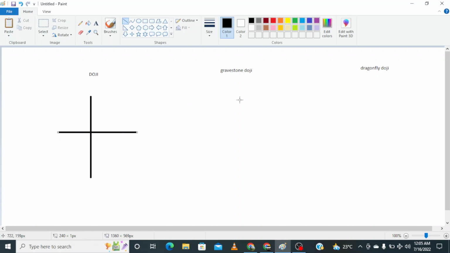What is a gravestone doji? Well, this is a gravestone doji, and a dragonfly doji, simple, right, is this. Yeah, this is a dragonfly doji, simple.